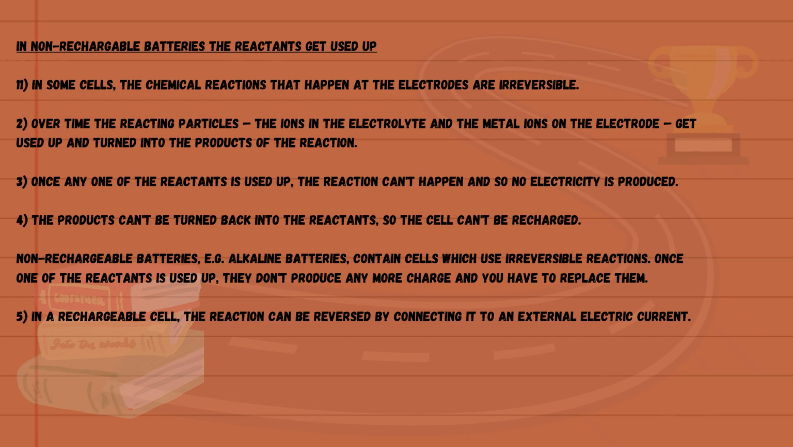Non-rechargeable batteries, for example alkaline batteries, contain cells which use irreversible reactions. Once one of the reactants is used up, they don't produce any more charge and you have to replace them. In a rechargeable cell, the reaction can be reversed by connecting it to an external electric circuit.